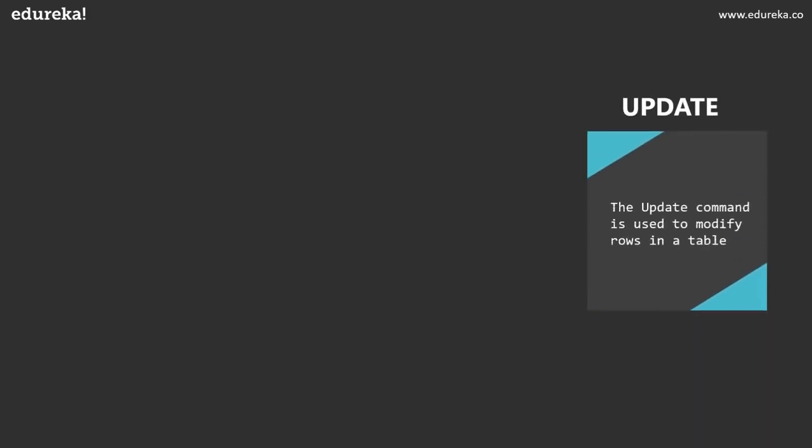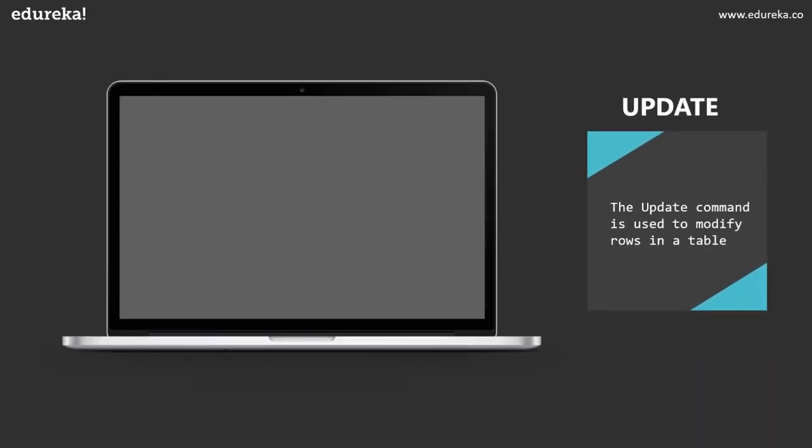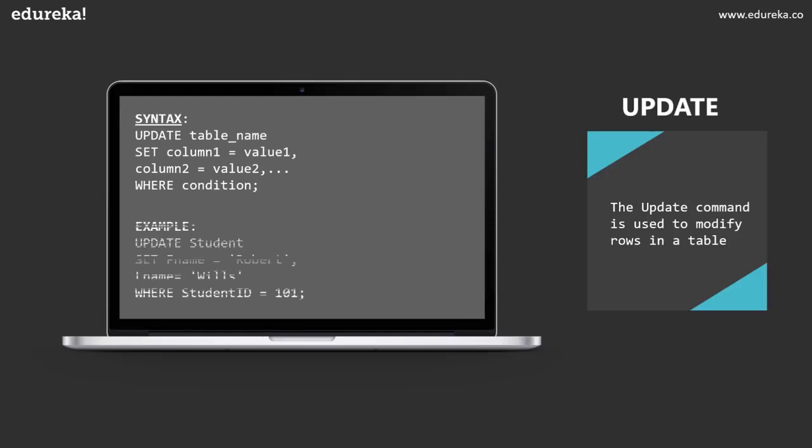Generally, the update command is used to modify rows in a table. The update command can be used to update a single field or multiple fields at the same time. Let's look at the syntax for the update statement: update table set column equal to value where condition.